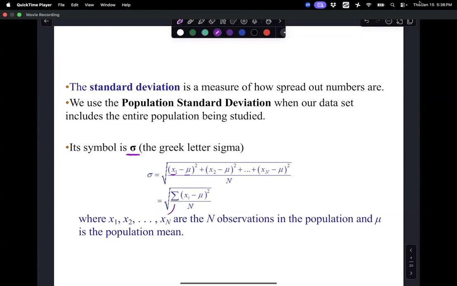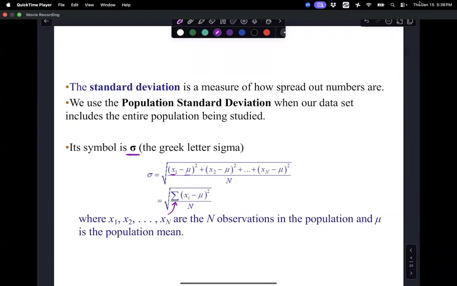This symbol right here is a capital sigma. We've got the lowercase sigma that stands for standard deviation. The capital sigma means add them all up. And then after you divide by the population size, take the square root of the whole thing.